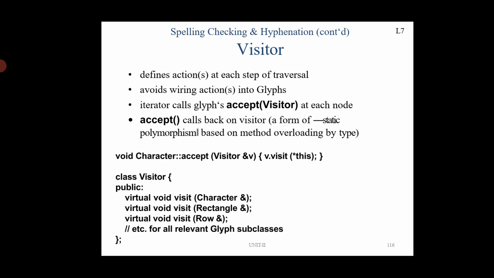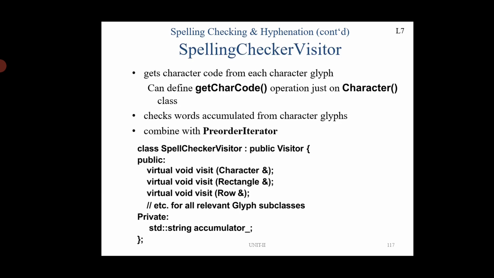In public we are accessing these methods: virtual void visit of character ampersand, virtual void visit rectangle ampersand, virtual void visit row ampersand, etc. These are all very relevant glyph subclasses. Okay, we need to study here exactly the visitor design pattern. The visitor design pattern is also an object behavioral design pattern.